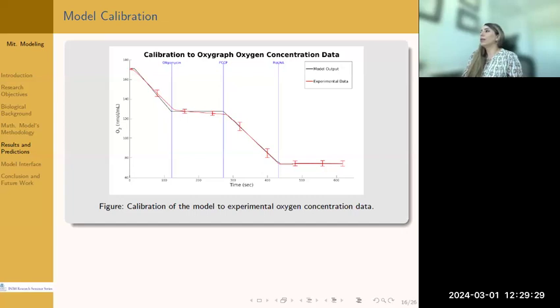Model calibration is performed using the genetic algorithm, as discussed before, an optimization technique that iteratively adjusts model parameters to minimize the MSE and improve the model's fit to experimental data. This iterative optimization process ensures that the model accurately captures the dynamics of mitochondrial function and adequately represents experimental observations. Overall, the calibration of the model to experimental oxygen concentration data validates the model's predictive capability and enhances its reliability for simulating mitochondrial behavior under various conditions.